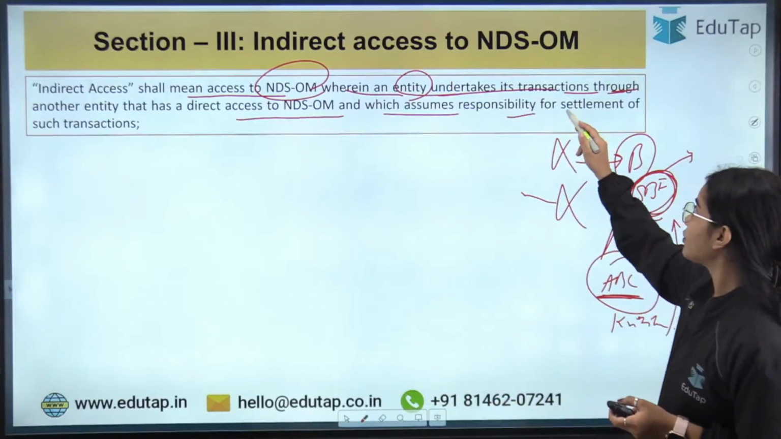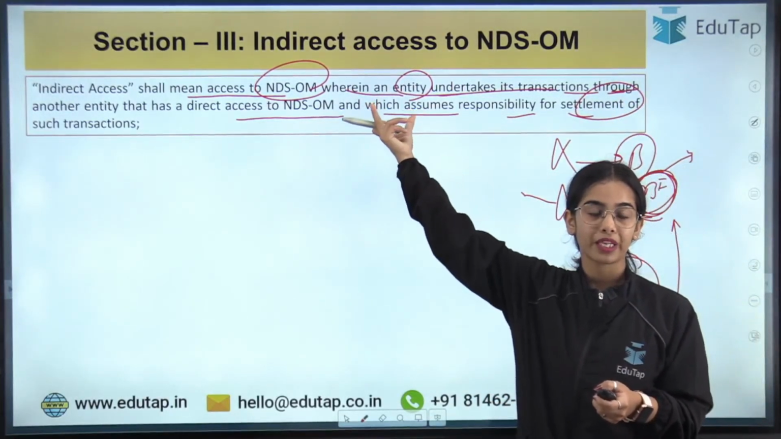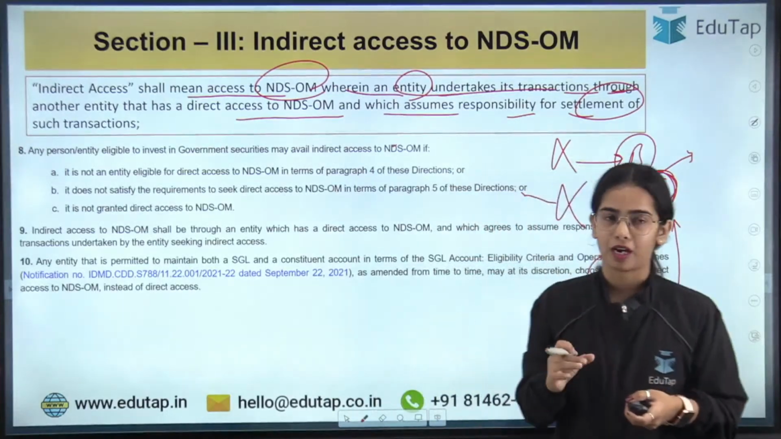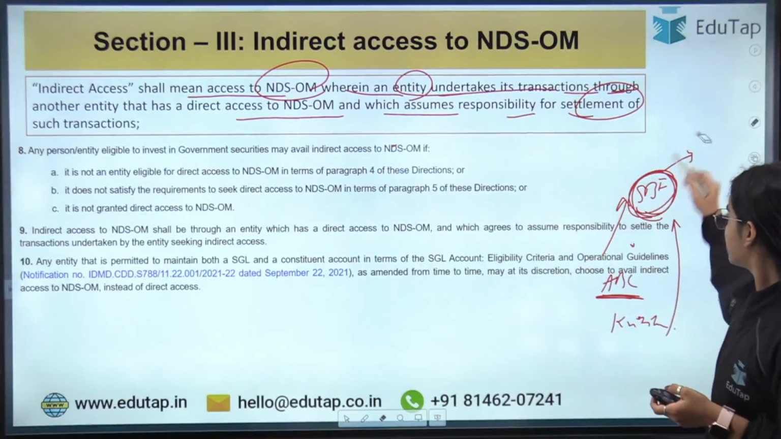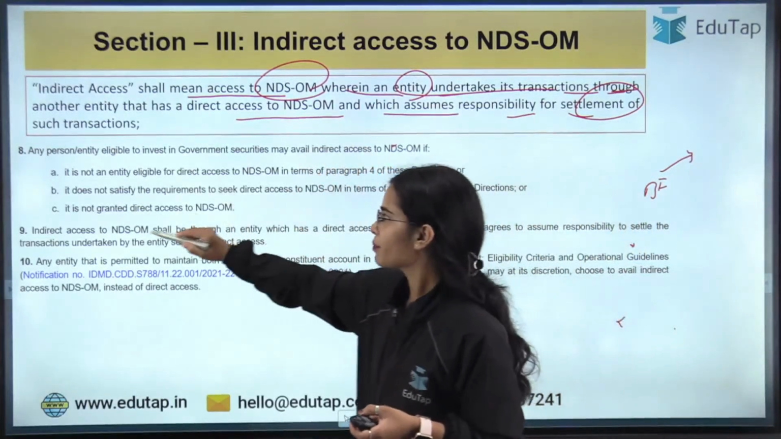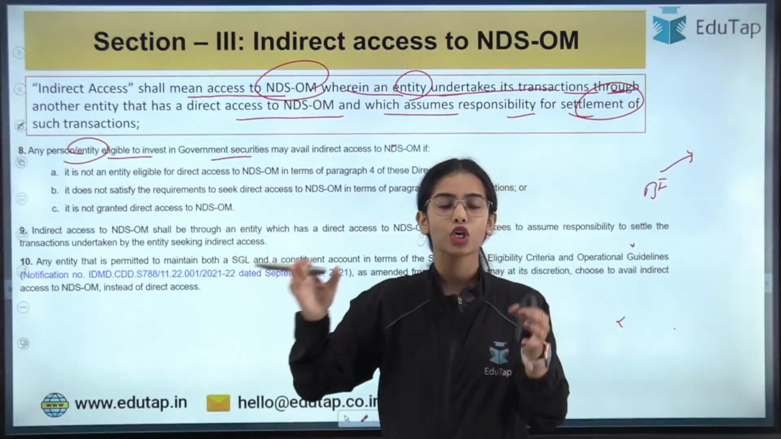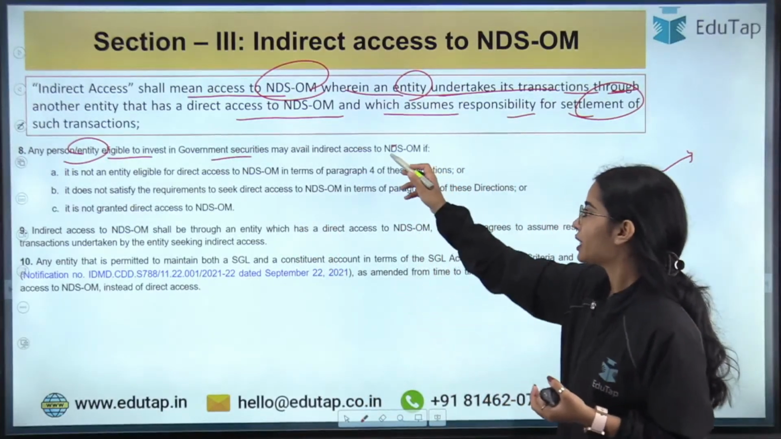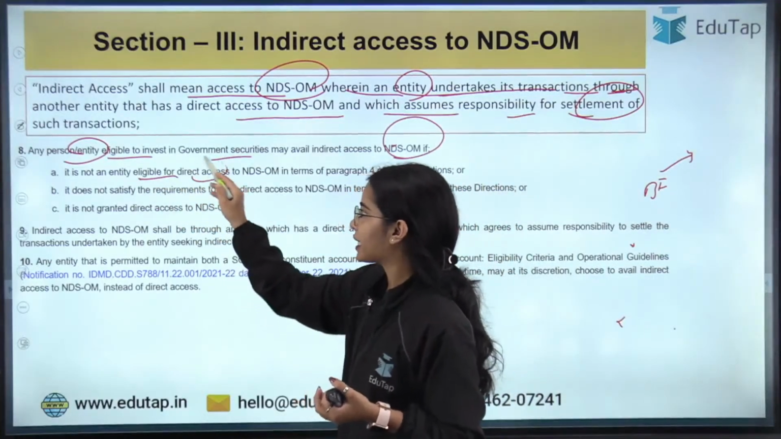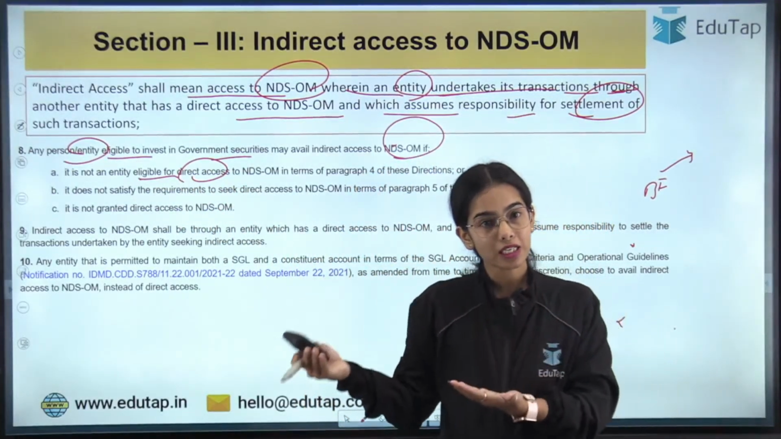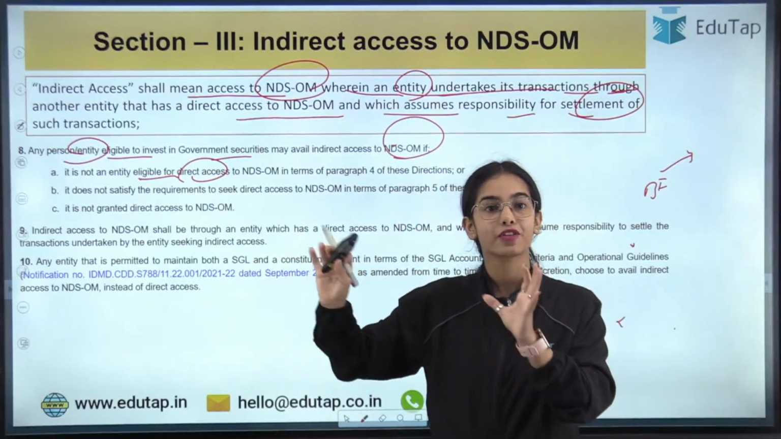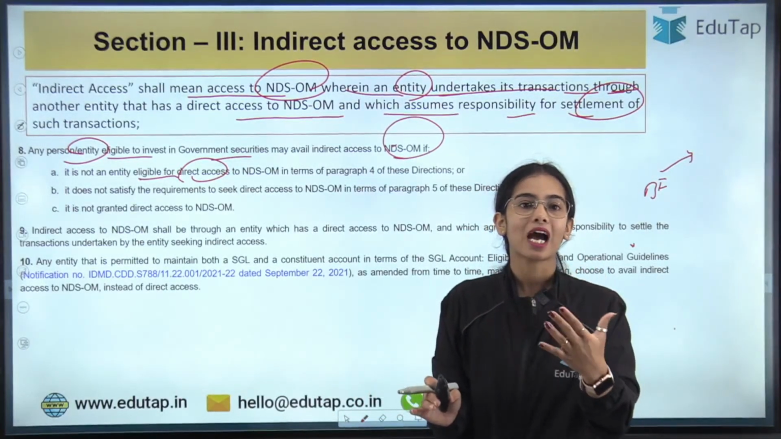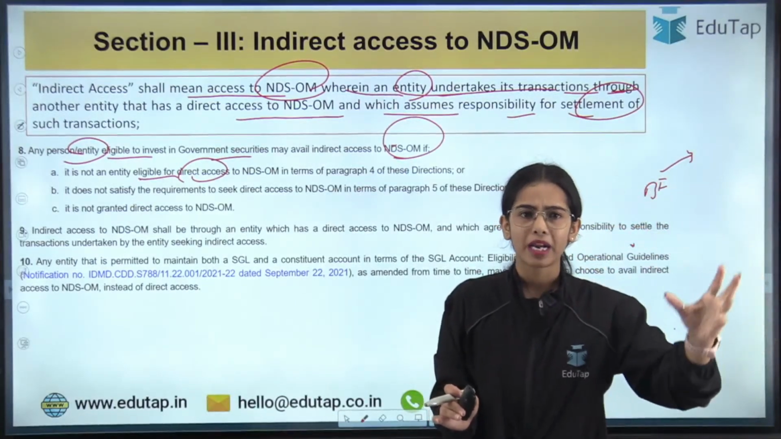And the entity which assumes responsibility for settlement of such transactions, that is, the entity having the direct access, will also have the responsibility of doing the proper settlement on my behalf. Okay, so this is the idea. So this is the indirect access. Any person or entity eligible to invest in government securities, so even the retail investors are eligible to invest in government securities, can also do the secondary transactions through the NDS OM, if not an entity eligible for direct access. Now retail investors are eligible to invest in government securities or to trade the government securities in the secondary market, but retail investors like you and me do not have direct access to NDS OM. So we can have the indirect access through some bank, through some primary dealer and such.